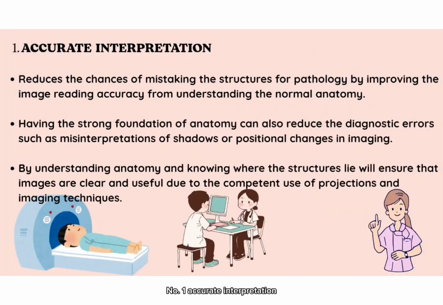Number 1. Accurate interpretation. It reduces the chances of mistaking normal structures for pathology by improving image reading accuracy through understanding the normal anatomy. Having a strong foundation of anatomy can also reduce diagnostic errors such as misinterpretations of shadows or positional changes in imaging. Understanding anatomy and knowing where the structures lie will ensure that the images are clear and useful due to the competent use of projections and imaging techniques.